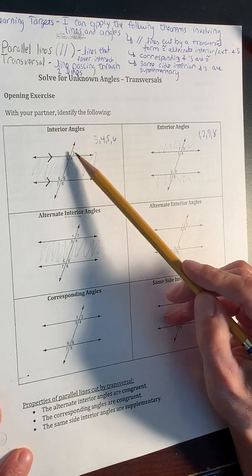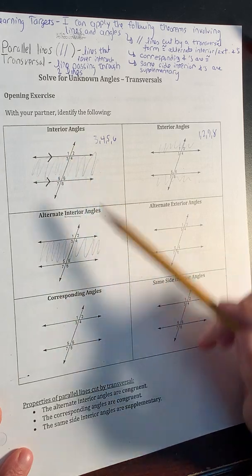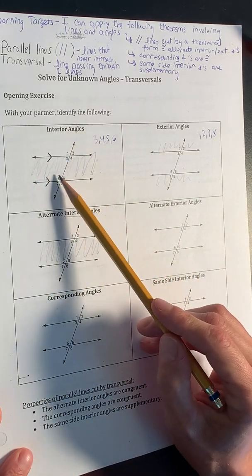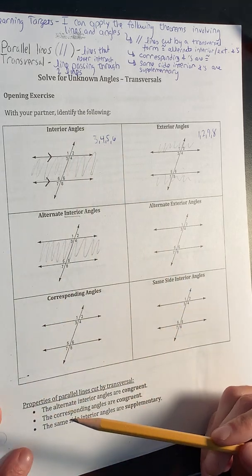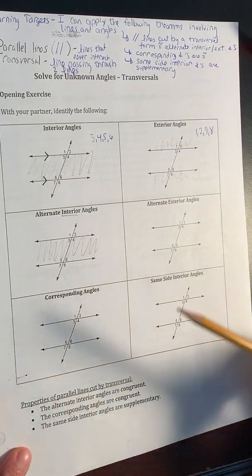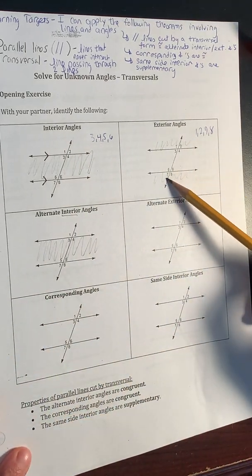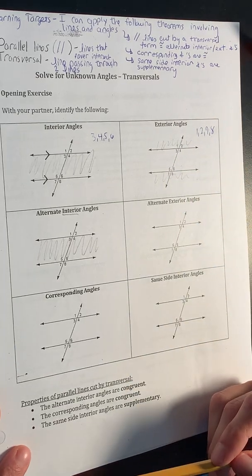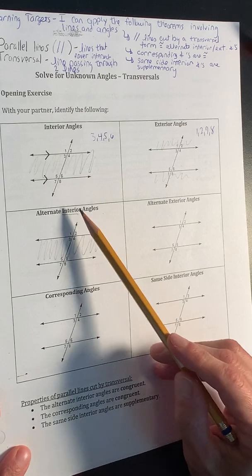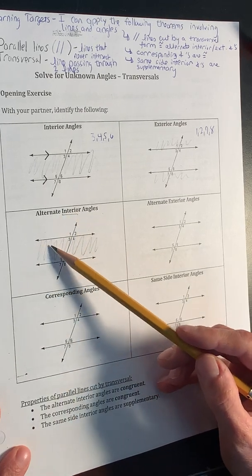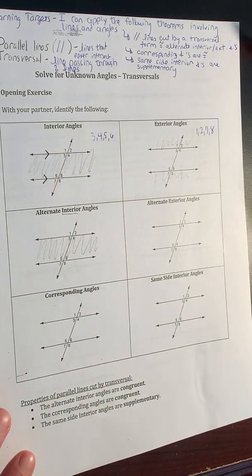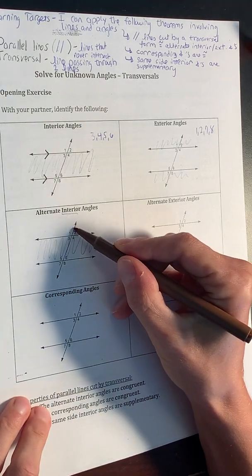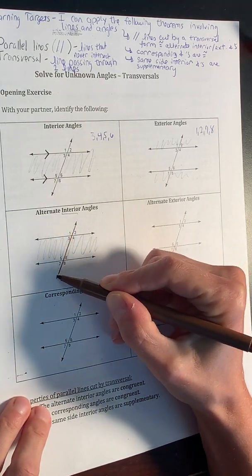That means located inside the parallel lines. So that would be like 3, 4, 5, and 6. Exterior angles are located outside of the parallel lines, so that would be like the 1, 2, 7, and 8. Alternate interior. You see the word interior, so they're still located inside the parallel lines, but alternate means on opposite sides of your transversal.